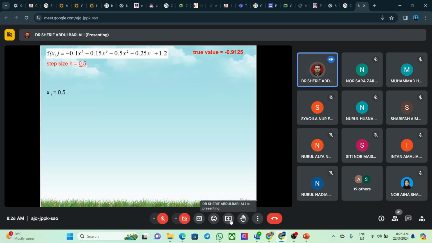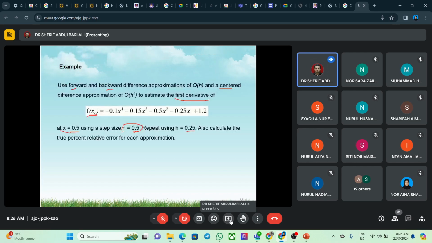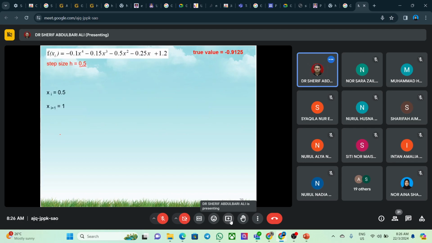So now my step size is 0.5, and x is equal to 0.5. This is given in the example itself. That means if my step size h is equal to 0.5 and my initial value of x is 0.5, then to go forward with a single step size, x plus 1 will be equal to 1.